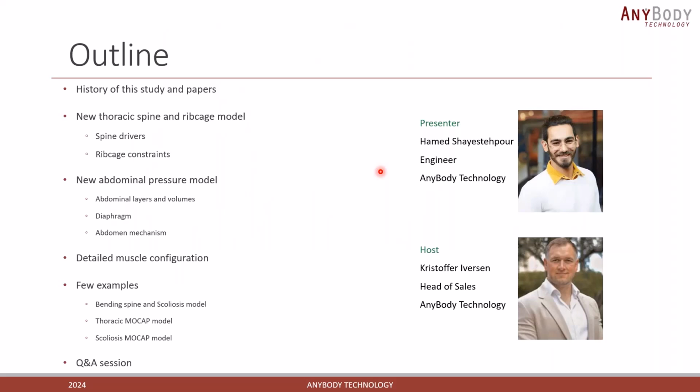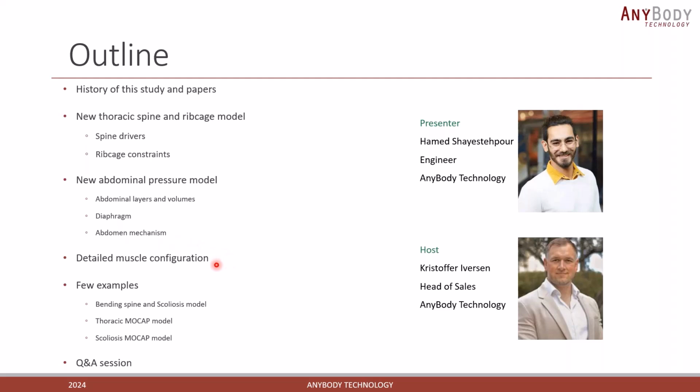So here's the outline. I'll give you a little bit of history of this study and the papers, and then I'll explain the new thoracic spine and ribcage model, which includes the spine drivers and the ribcage constraints, and then the new abdominal pressure model, a little bit about the layers and volumes that are inside the abdominal model, and then the new diaphragm and how the abdominal mechanism works.